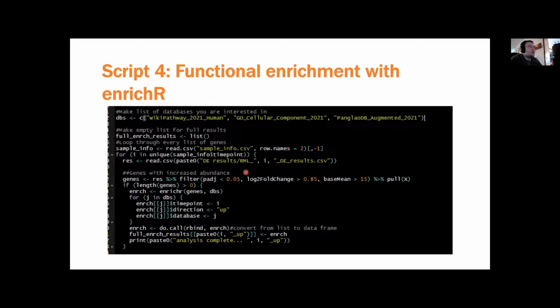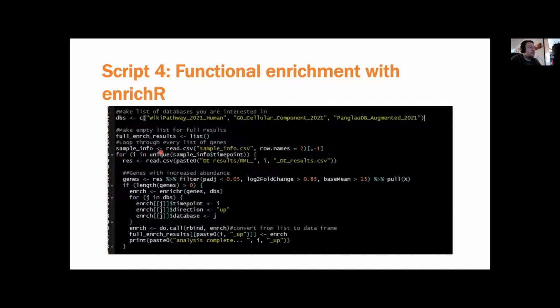And then what I've also shown in the script is a little bit more advanced. It's another for loop if you just want to compare every possible comparison. So in other words, you want to do the enrichment results for upregulated and downregulated genes at each of the 8 time points.